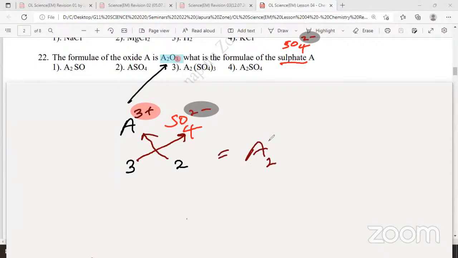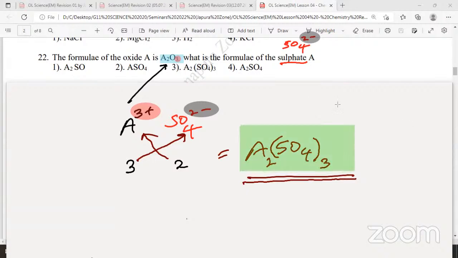A2, the 2 goes to the other side bottom. The 3 plus we don't write here. A2(SO4)3. Is that clear? A2(SO4)3. Answer is third. What is the first step? Get the valency of A. Then get the valency of sulfate and interchange. Very good, those who got the answer before me.